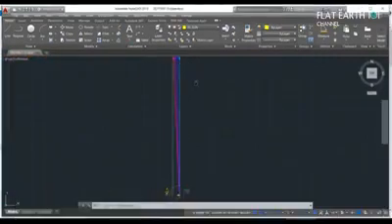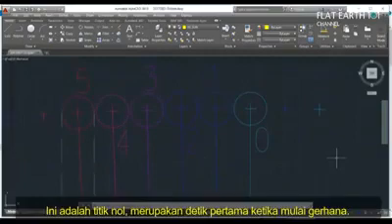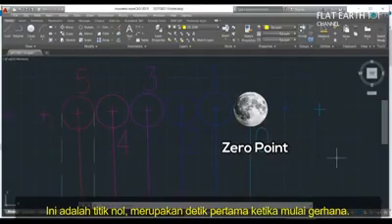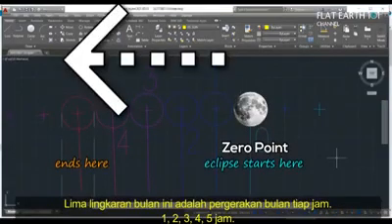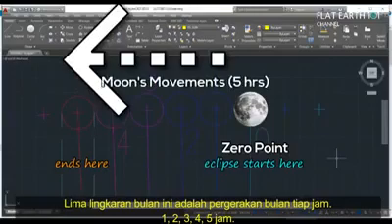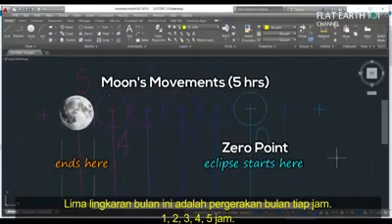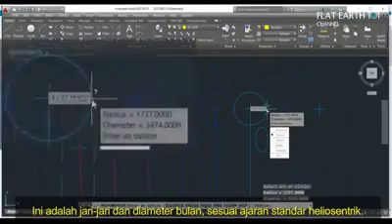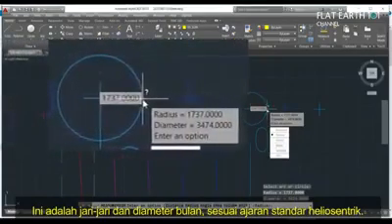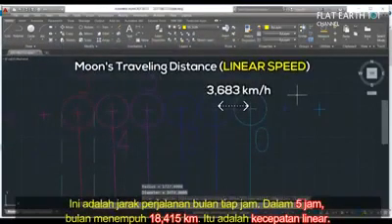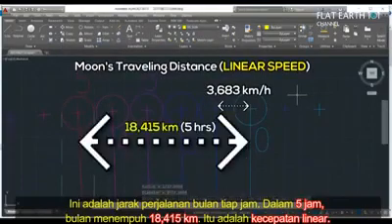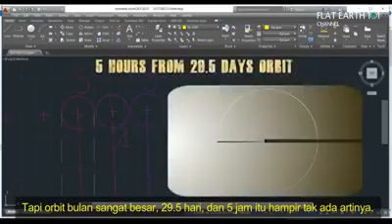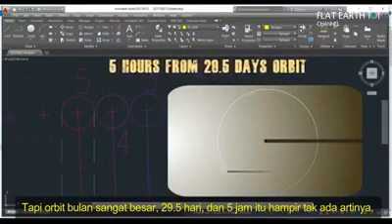Let's zoom in. This is the moon at 0 point when the first second of partial eclipse started. These 5 moons represent its movements every hour, 1, 2, 3, 4, 5 hours. This is the moon's radius and diameter according to standard heliocentric. This is the moon's traveling distance every hour. Within 5 hours, it travels 18,415 kilometers. That's the linear speed. But the orbit is so big, 29.5 days, and 5 hours means almost nothing.